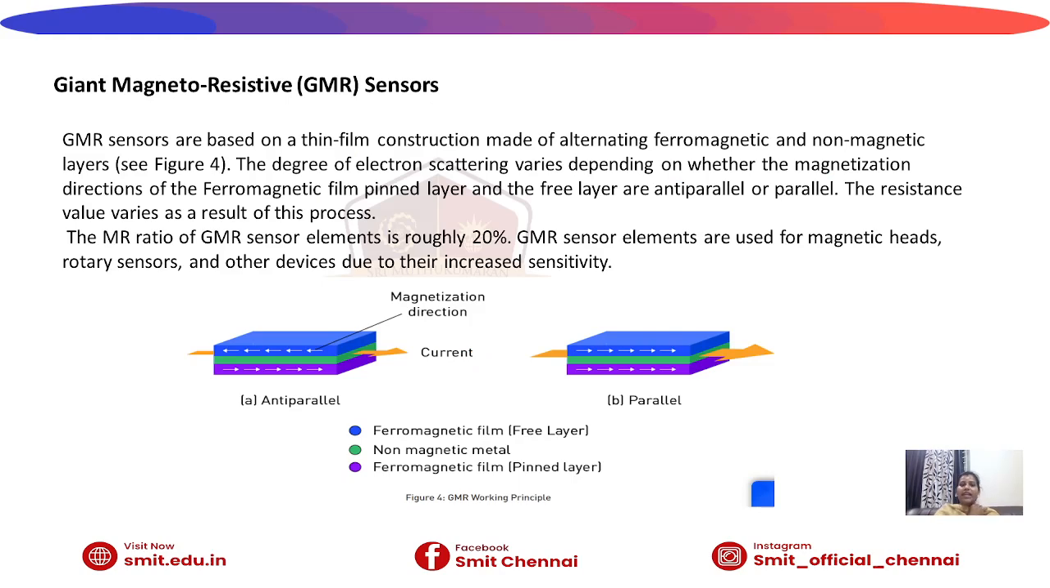Next is the giant magnetoresistive sensor, which is based on a thin film construction made of alternating ferromagnetic and non-ferromagnetic layers. Here the blue color indicates the ferromagnetic free layer, as we saw in the AMR sensor. Next is a non-magnetic metal, with current flowing between it and the ferromagnetic film. This violet layer is the pinned layer. In anti-parallel, the current direction and the magnetization direction are opposite, but in parallel they are the same. Here the ratio is 20%.